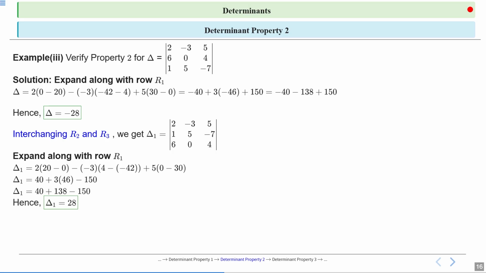That is 28. So we can verify property 2: when we interchange any two rows or any two columns, it just changes the sign of the determinant. For the first matrix, the determinant has a negative sign, and when we interchange rows, we get a determinant value of 28.